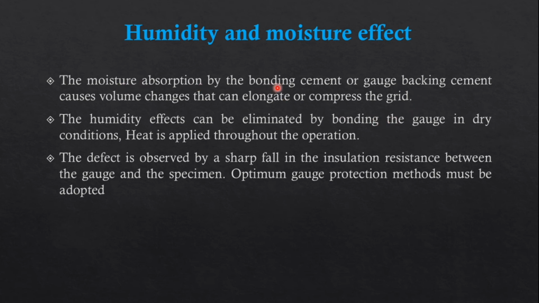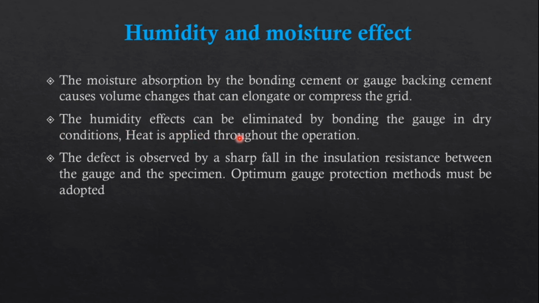Whenever moisture is present, our bonding cement, or our backing material, is going to absorb that moisture or humidity, and it is going to change its original shape. It is going to either increase or decrease in size. So that is going to apply some amount of force to our gauge grid, and this is going to introduce some amount of error which we cannot neglect.